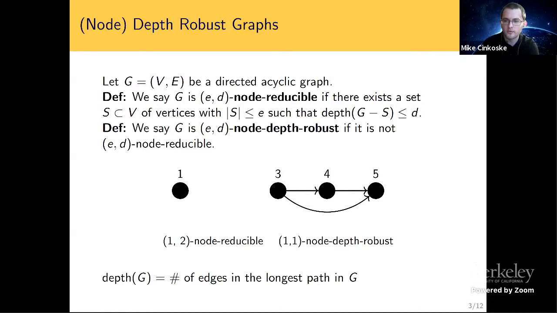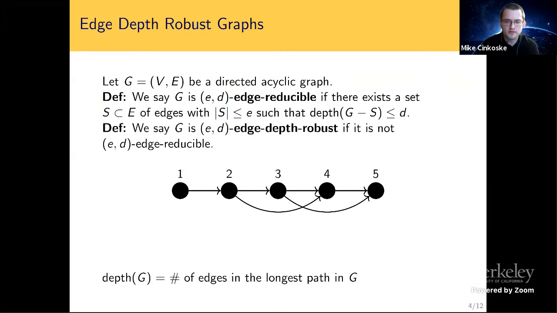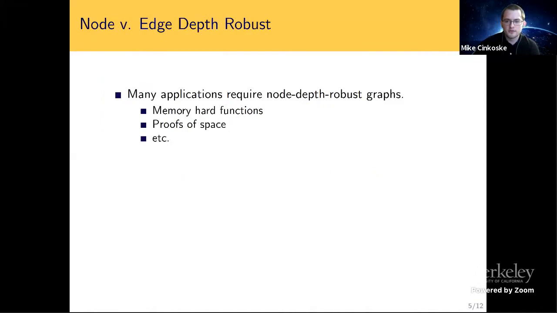Similarly, we can define edge depth robust graphs where we remove edges instead of nodes. Here, again, we have the same graph. If we just remove one edge, we reduce the depth to be at most three, so we call it (1,3)-edge reducible. And this graph will be (1,2)-edge depth robust because if you remove any one edge, the depth is always greater than two.